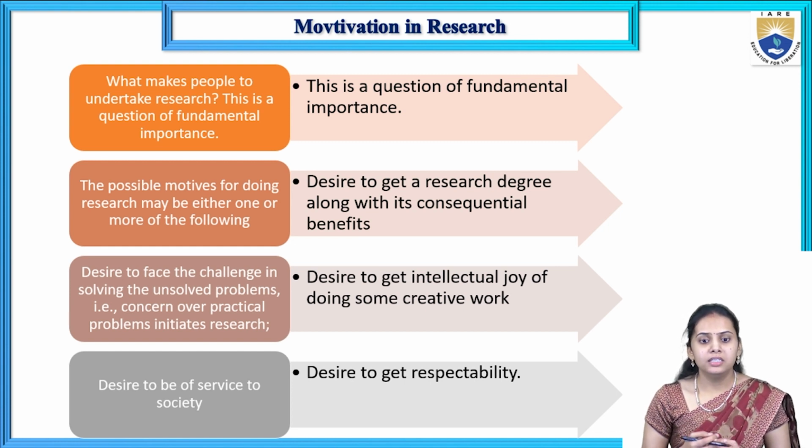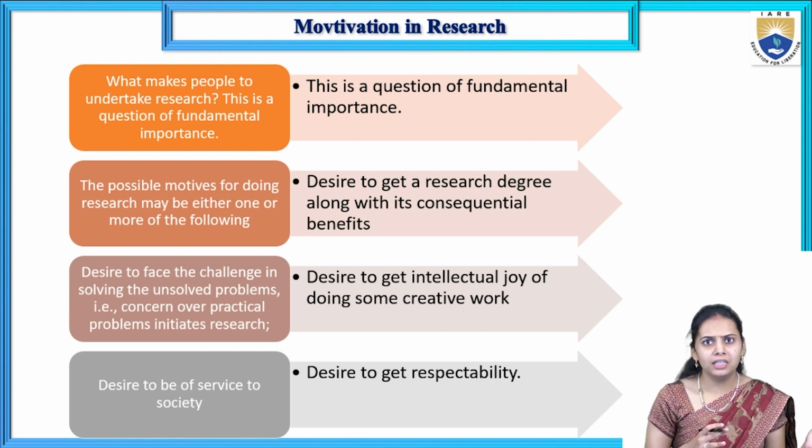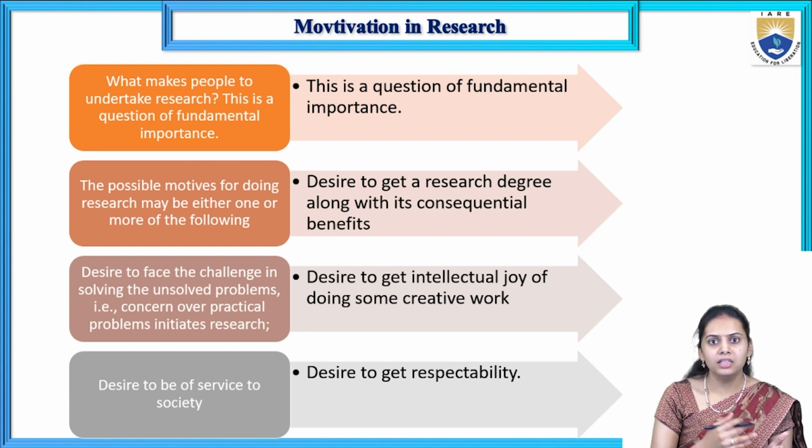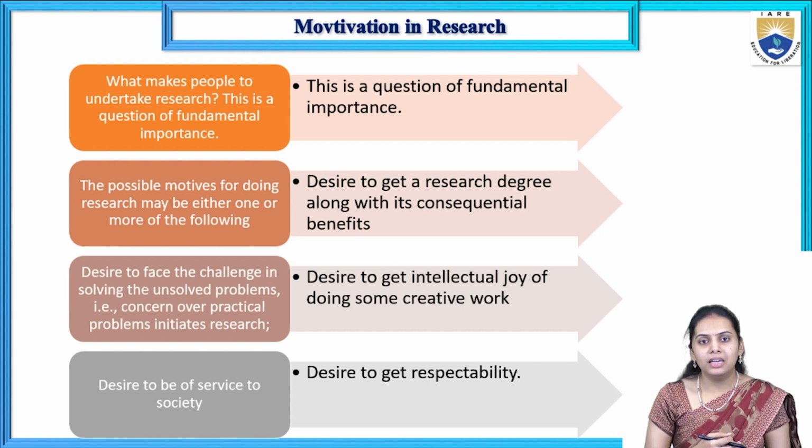The third one is the desire to face the challenge of an unsolved problem. That is in a practical manner, which comes under the scientist category. They're taking it as a challenge. They're not expecting any degrees, or expecting to gain money in academics. Those are all secondary. They just take it as a challenge. They want to solve it, and they would like to give practical work with organized results. Then there is the desire to get intellectual joy from doing some creative work. That's the other motto for a few researchers.